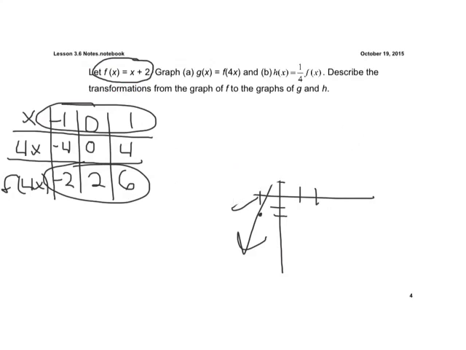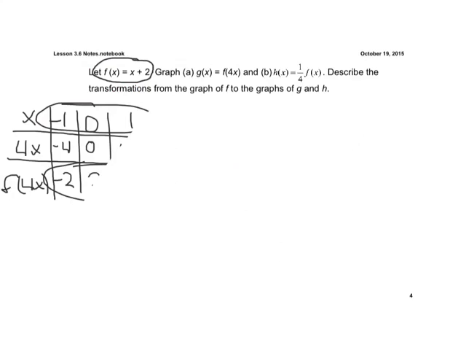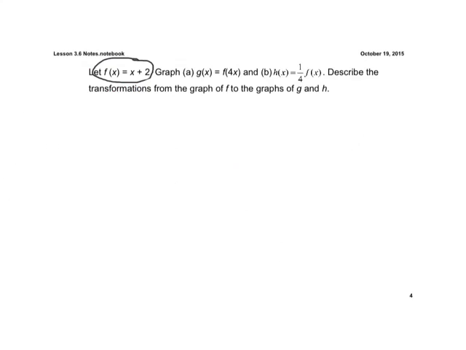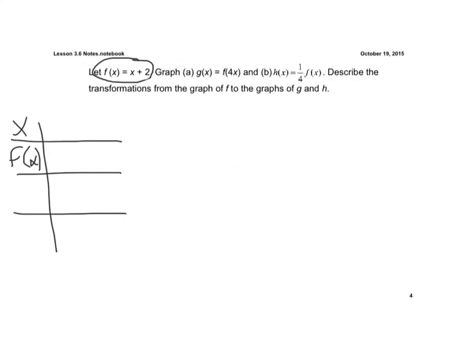Okay, let's do part B. Part B, we need to talk about our other shrink here. So again, we're making a table. Our table is going to consist of x, it's going to have an f of x, and it's going to have 1/4 f of x. Okay, let's plot points again. Negative 2, 0, 2.